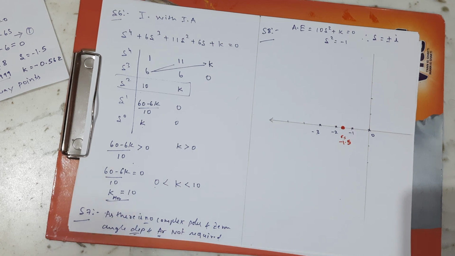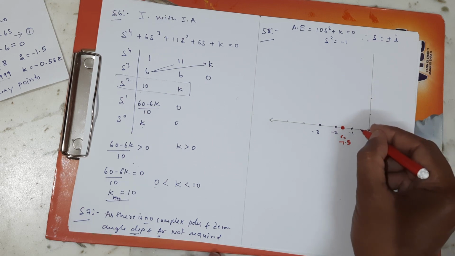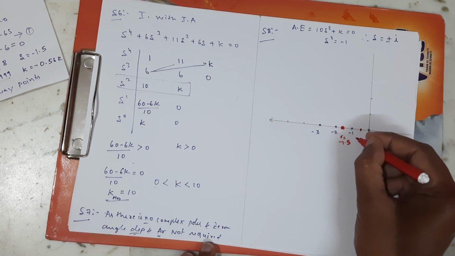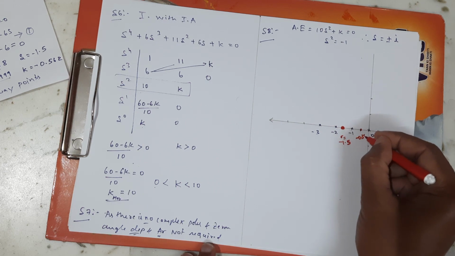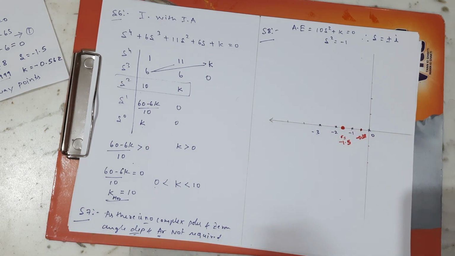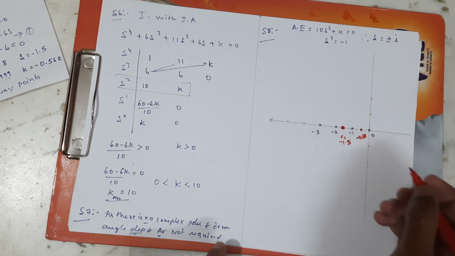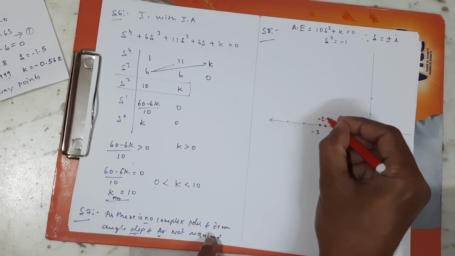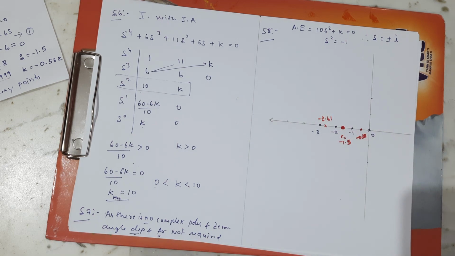Next, what else we got? We got the breakaway points. What are the breakaway points? It is minus 0.381. So this is the first breakaway point, approximately minus 0.38 breakaway point. Next one, another one is minus 2.61. Somewhere here, minus 2.61. So this is the another breakaway point.